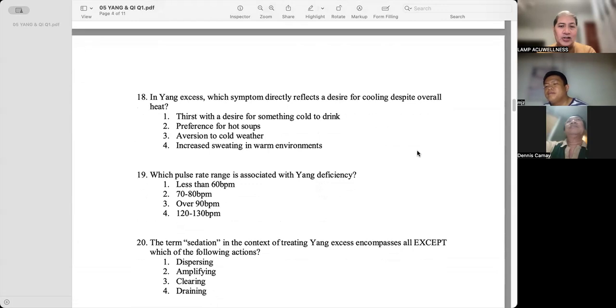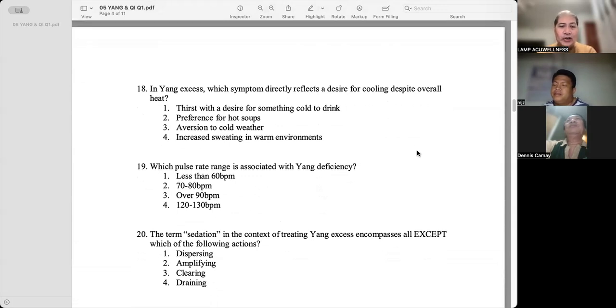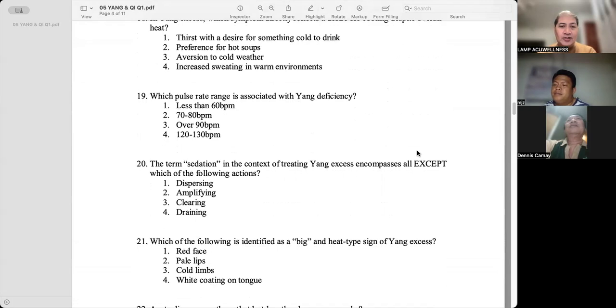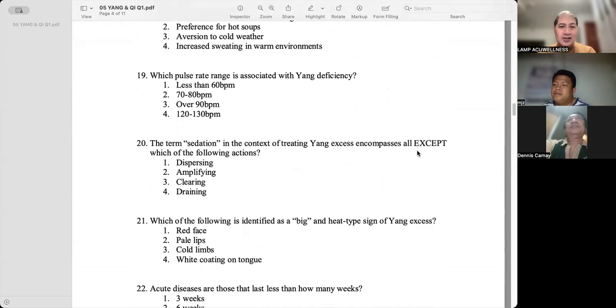In yang excess, which symptom directly reflects desire for cooling despite overall heat? Thirst with a desire for something cold to drink. Which pulse rate range is associated with yang deficiency? Less than 60 BPM.